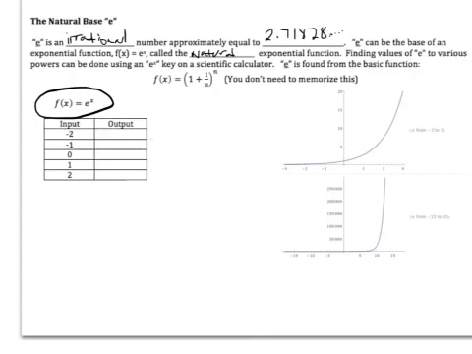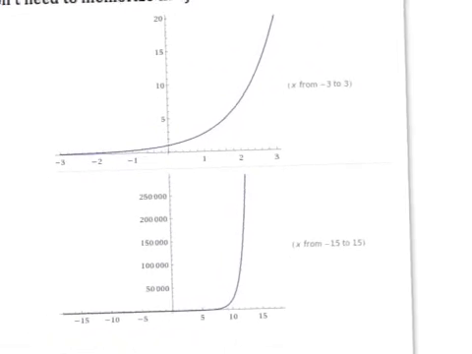And if we put e to the negative 2 into our calculator, we get 0.1353. e to the negative 1 is 0.3679. e to the 0 is 1. e to the 1 is 2.7183. And e squared is 7.3891. And when we graph this all out, we get just another exponential function.